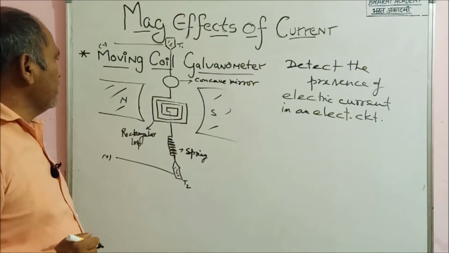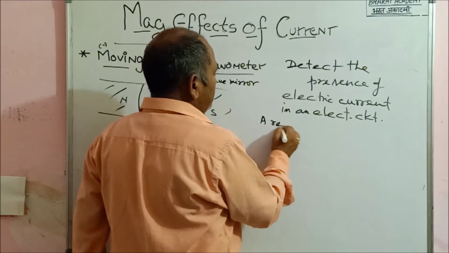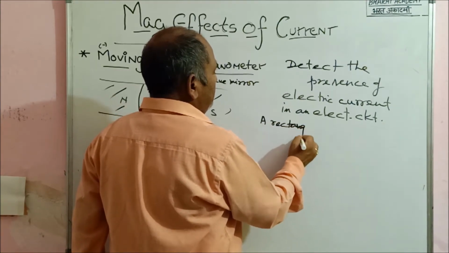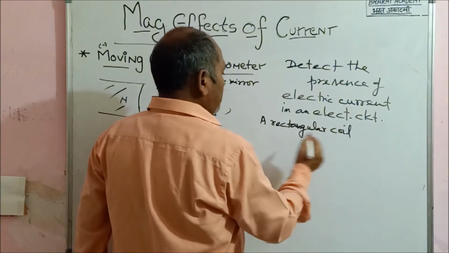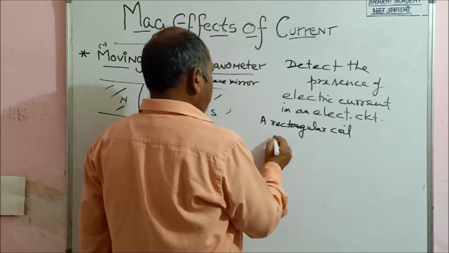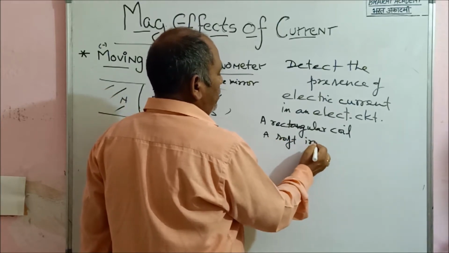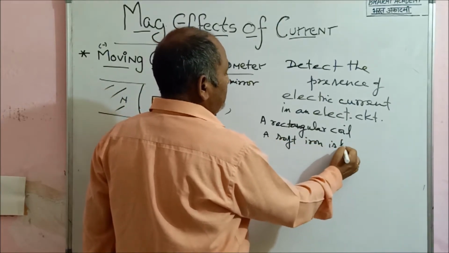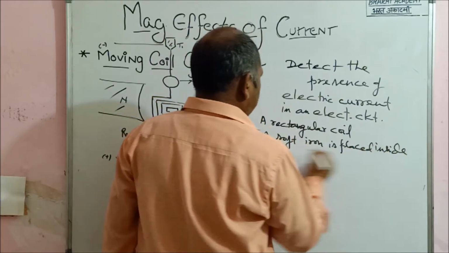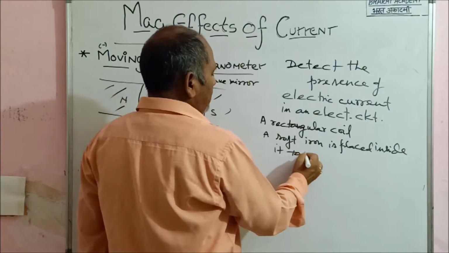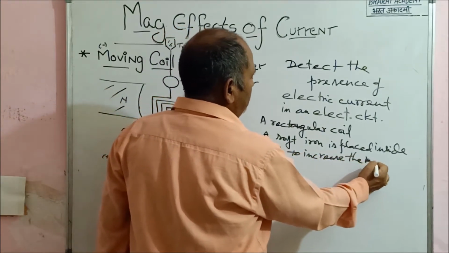As far as its construction is concerned, first of all, a rectangular coil is used, as you have seen here. A soft iron core is placed inside it to increase the magnetic field.